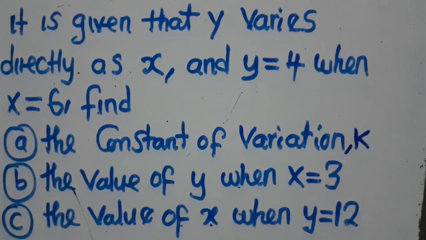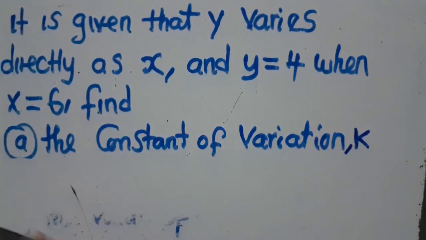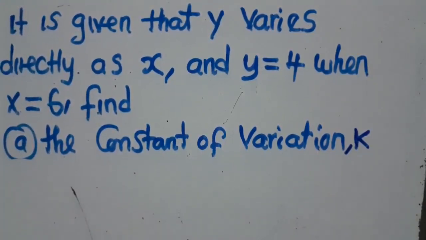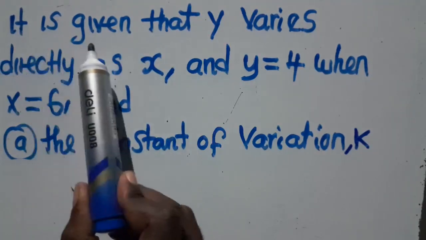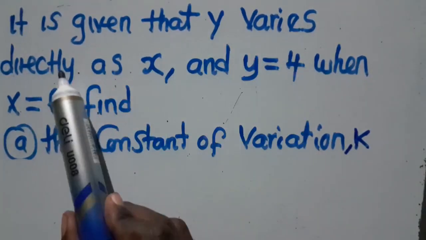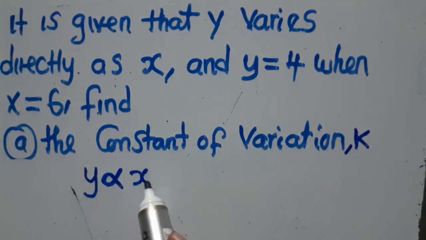The first question is where you are told to find the constant of variation. So let us start with the first question. For you to find the constant of variation, you interpret the data that you are given above, where you are told that y varies directly as x, like this.